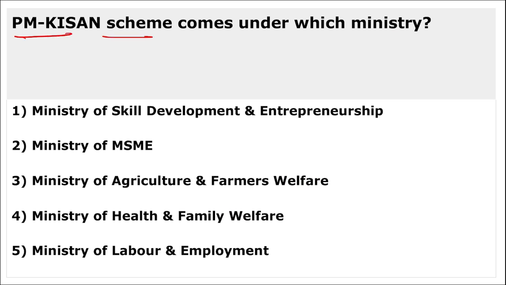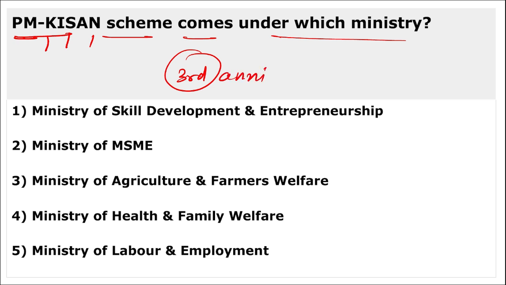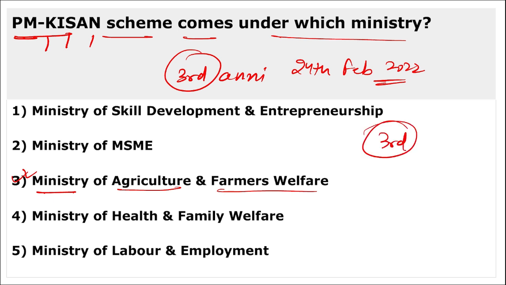Next is, PM Kisan Scheme comes under which ministry? Simple and direct question. PM Kisan Scheme, what is the full form of this? It is Pradhan Mantri Kisan Samman Nidhi. The third anniversary of this Pradhan Mantri Kisan Samman Nidhi was observed on 24th of Feb 2022. And it comes under the Ministry of Agriculture and Farmers Welfare. So accordingly, it was the third anniversary. Then remember, this scheme, PM Kisan, is 100% funded by the central government.